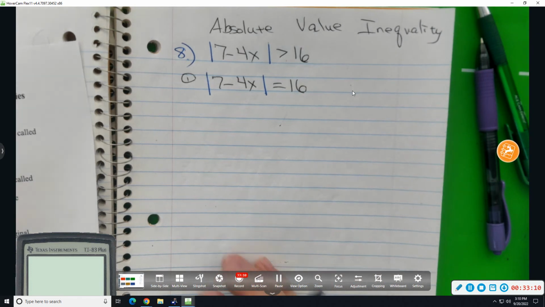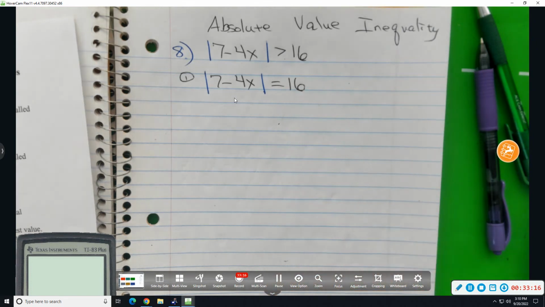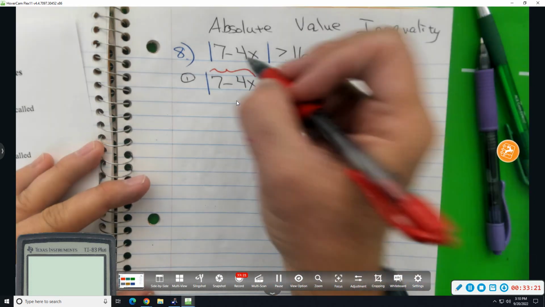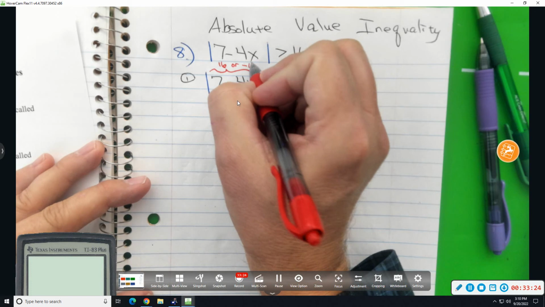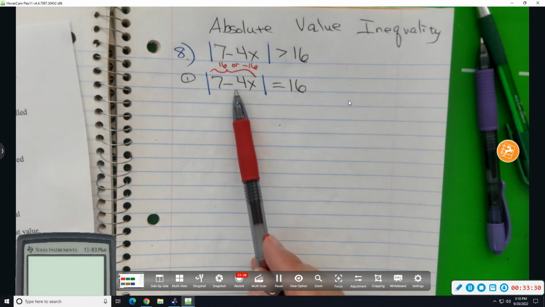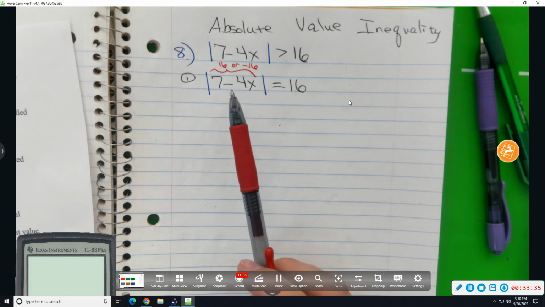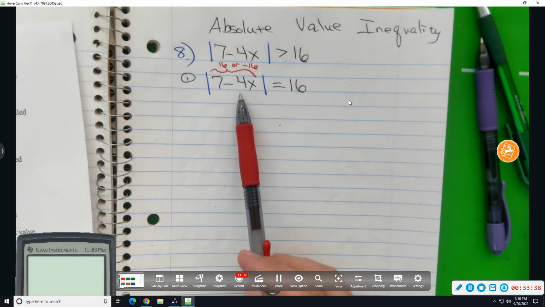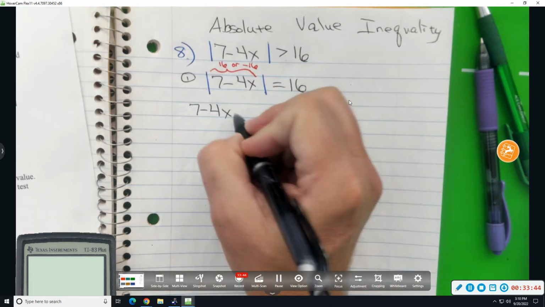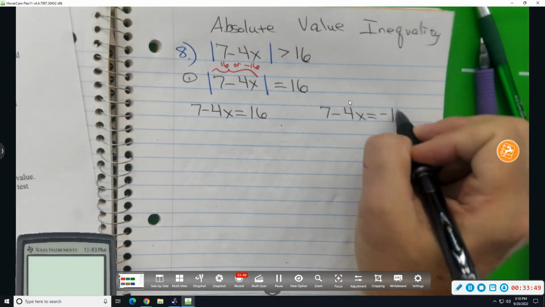And remember what we saw the last time. If you have an absolute value equaling a positive number, there are two numbers that have an absolute value of 16. For some reason, I always write the positive first, but either way, the stuff inside here has to reduce to negative 16 or positive 16 in order for the absolute value to be 16. So, you remember, we take the stuff inside there, 7 minus 4x, and set it equal to positive 16; 7 minus 4x, we'd set equal to negative 16.